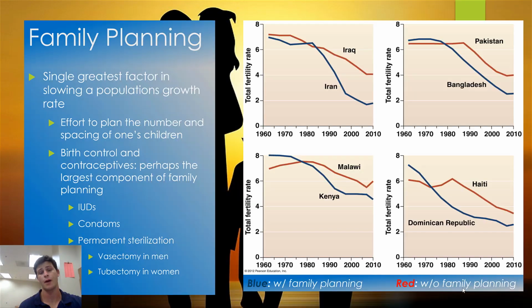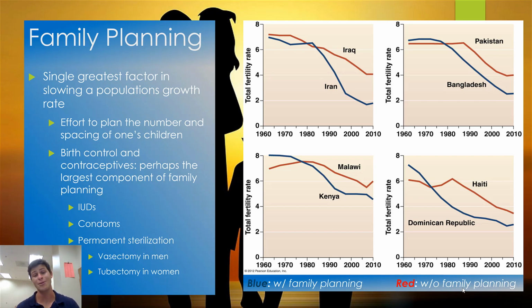Now, while all of the other factors that we talked about are important in lowering the total fertility rate of a given country, family planning is the most important way, because it is the single greatest factor in slowing a population's growth rate and lowering the total fertility rate of a population. And this is for a number of different things.